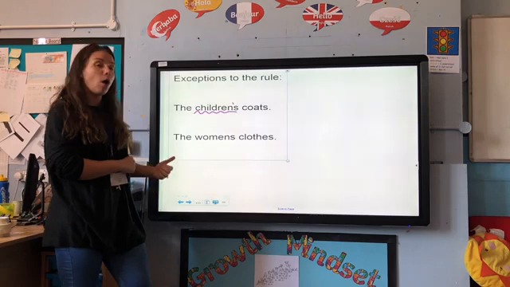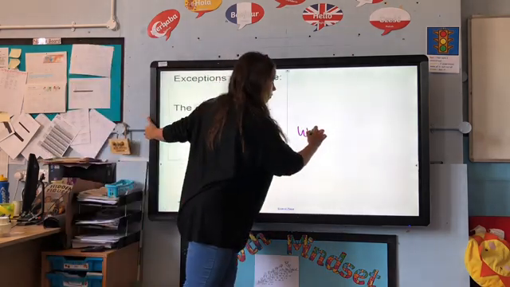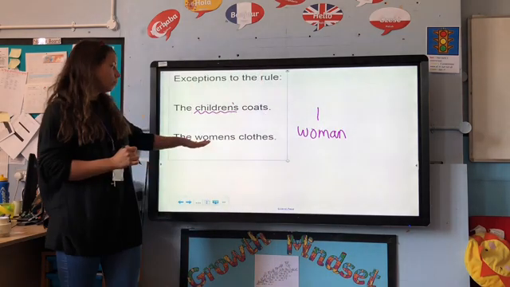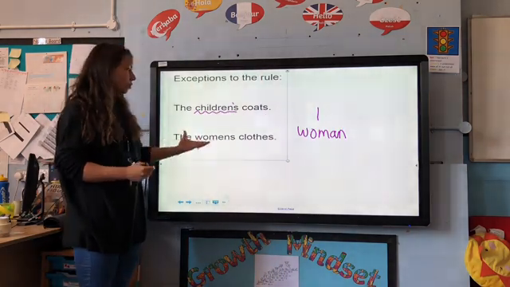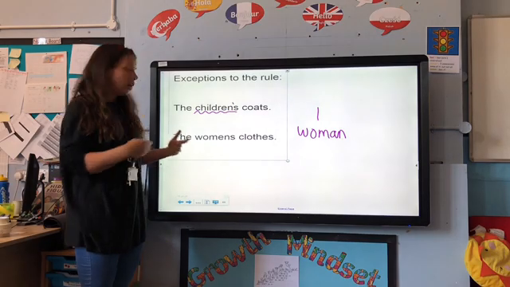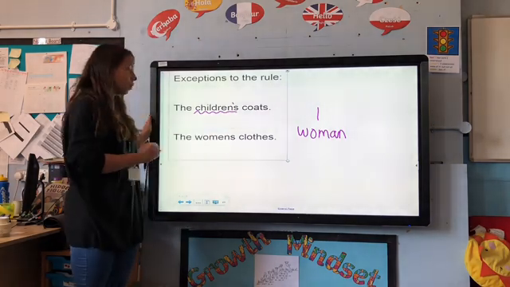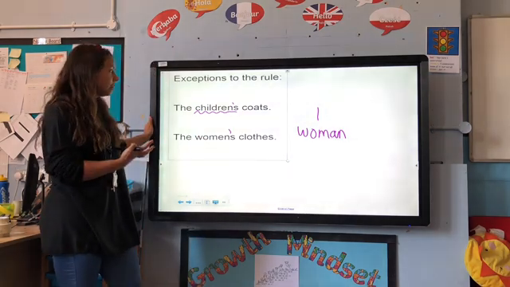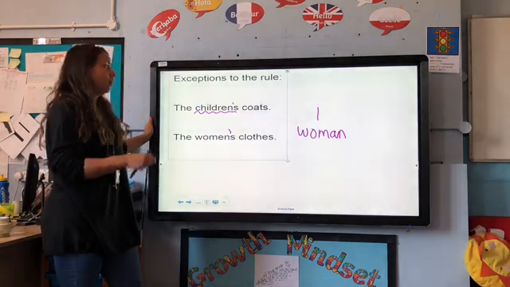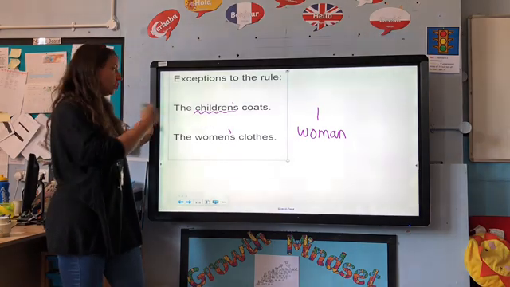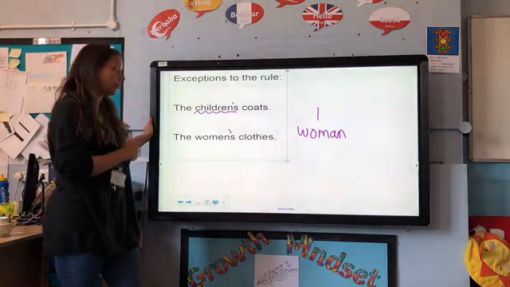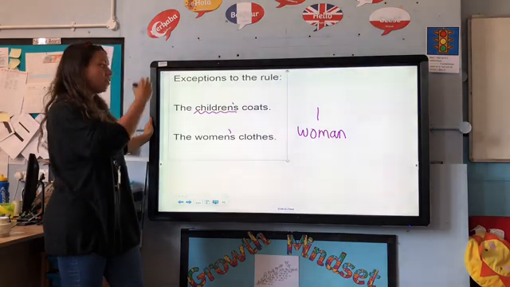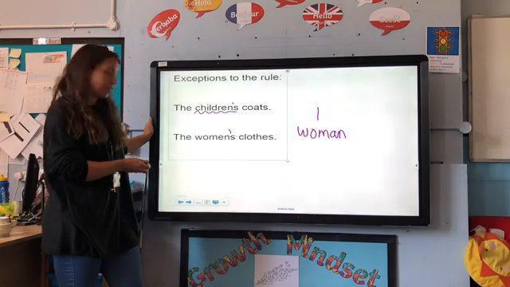Similarly here, we would have one woman, so the singular of women would be woman. That is one woman. This is more than one woman. So because the word has already changed, in order to show that those clothes belong to those women, the apostrophe goes between the N and the S. So the exception to the rule is if the singular noun changes to a different word when it becomes a plural, your apostrophe goes at the end of the word before the S, just like it would do if it was a singular noun.